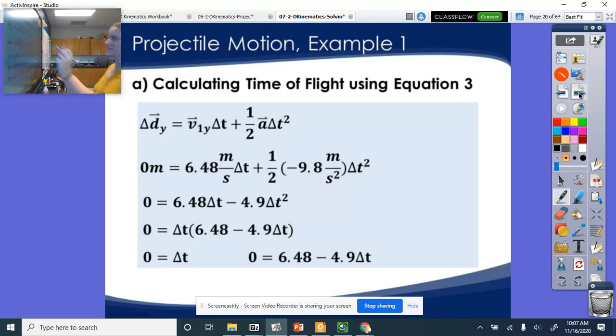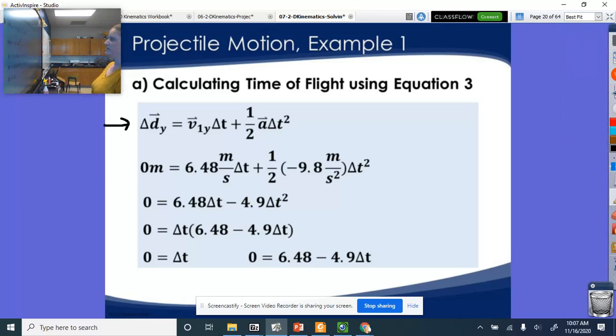So going back to the kinematic equation, they pulled this one to figure out what my total flight time is going to be. My displacement in the y is 0 because I start at the ground and I end at the ground. I know what my starting velocity is, and then I know what my acceleration is. So I can go ahead and solve for time here.